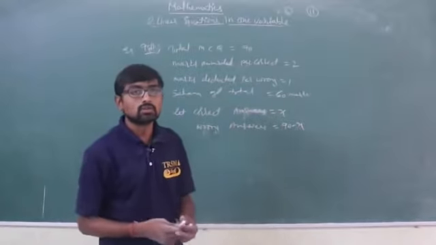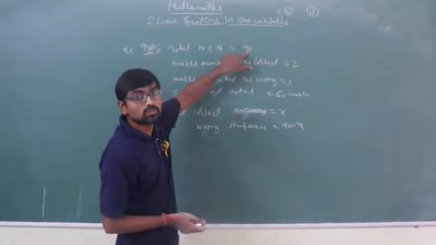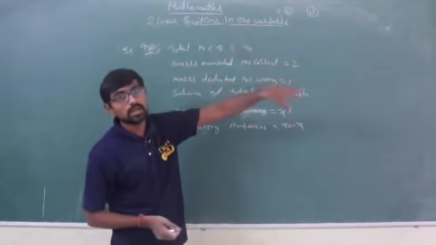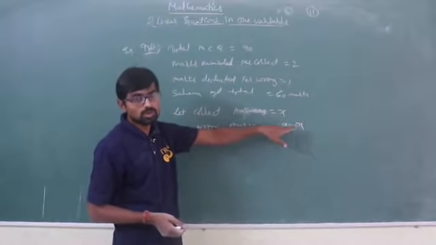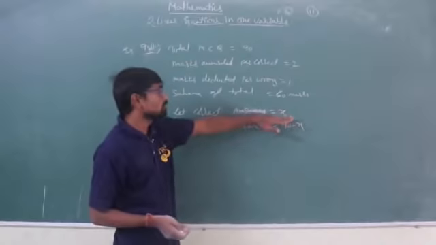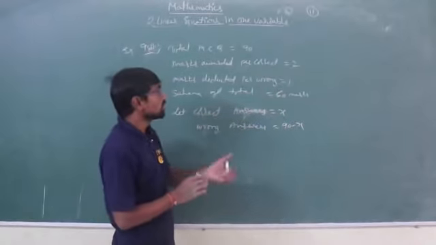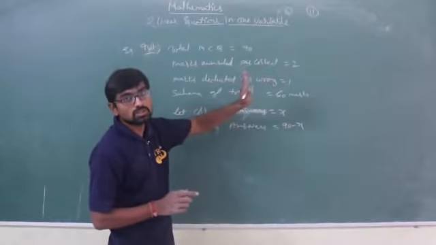If I have written 10 questions correct, then how many wrong have I written? Totally 90 questions, so 90 minus 10, the number of wrong questions will be 80, isn't it? So the correct questions are x. Then what about wrong questions? 90 minus x. Like this you can solve easily.